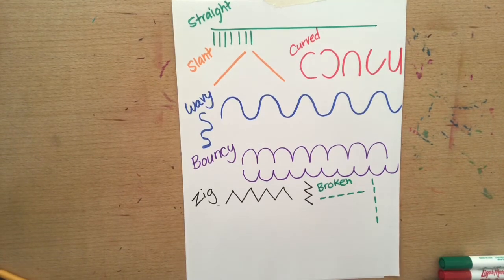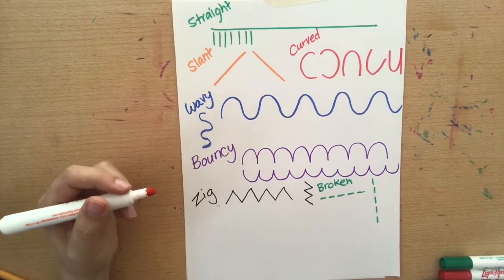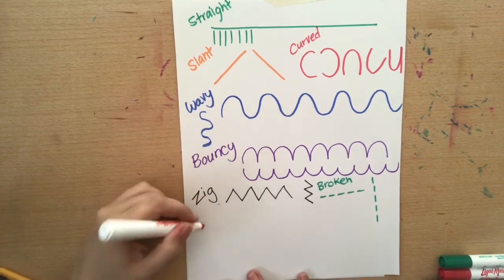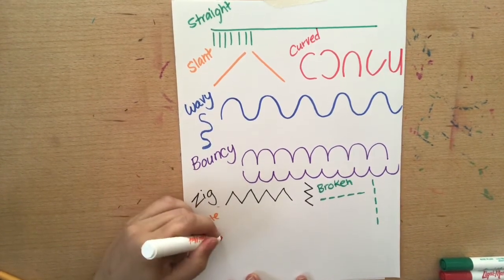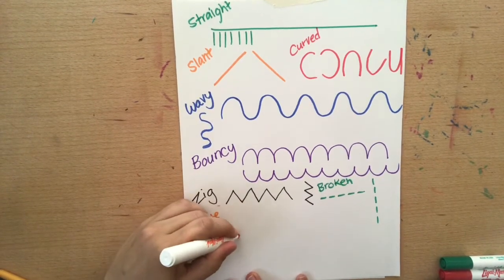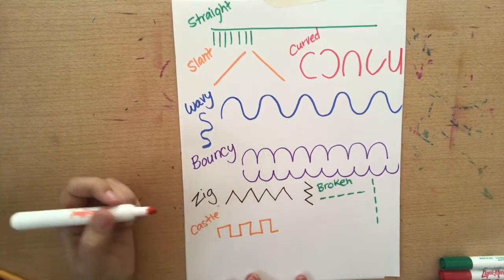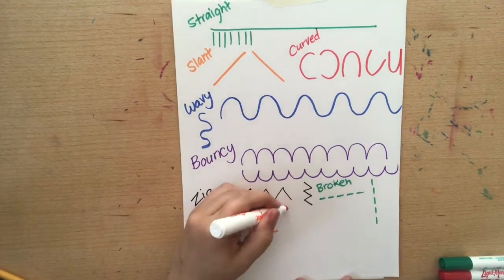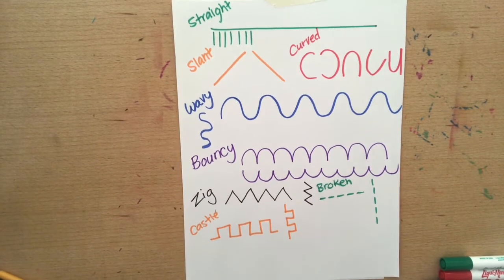Another line, it sort of reminds me of a zipper, or if you've been anywhere that has a castle, it's called a castle line. And it's you go up, side to side, down. Cross, up, side to side, down. And it sort of looks like the top of a castle, or if you flip it on its side, it looks like a zipper.